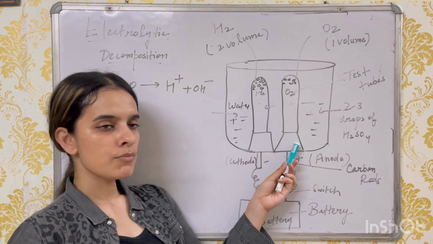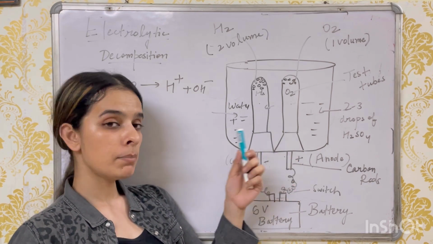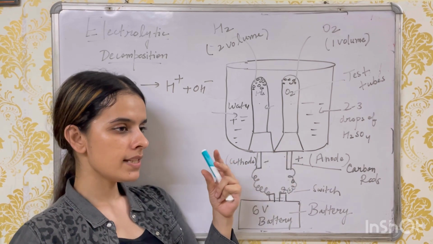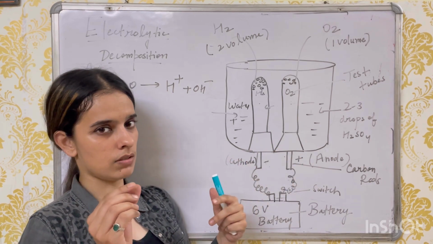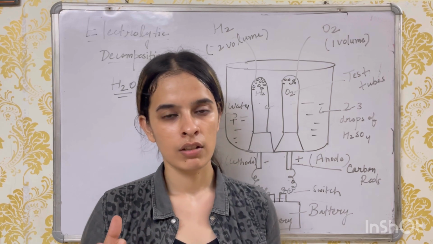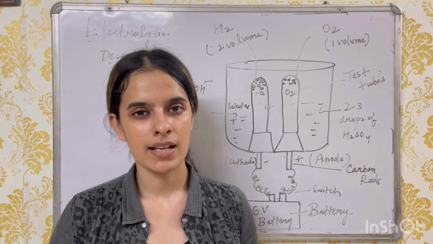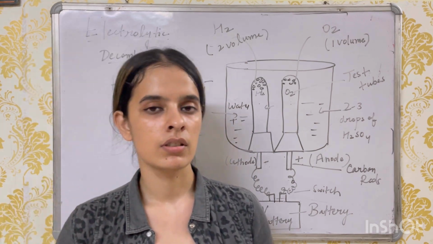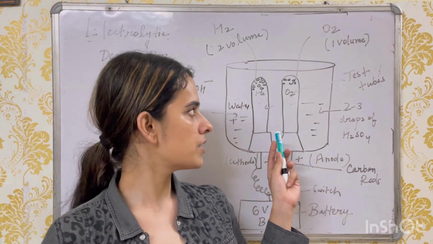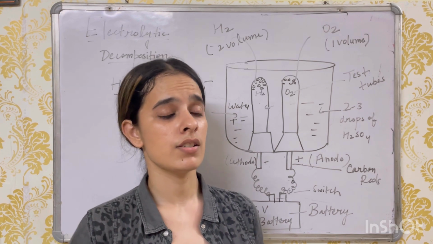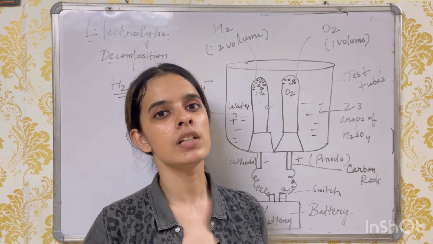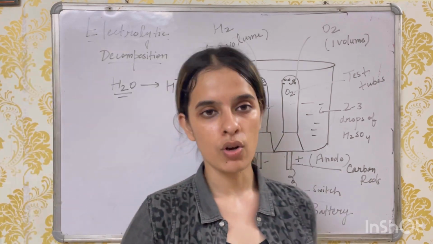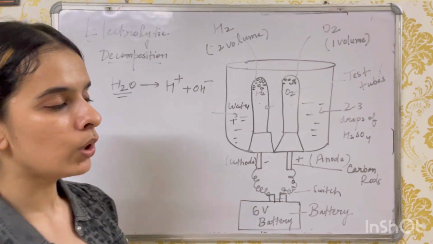Okay, so how will you come to know about oxygen gas? When we take the burning candle near the mouth of this test tube, we will see that the flame becomes more bright, as we know that oxygen is a supporter of combustion. Obviously, as it is a supporter, the flame will turn more bright. So this indicates the presence of hydrogen and oxygen gas in the whole circuit.